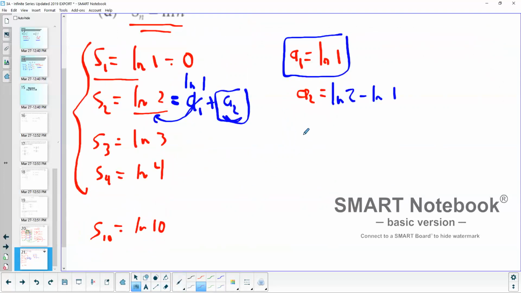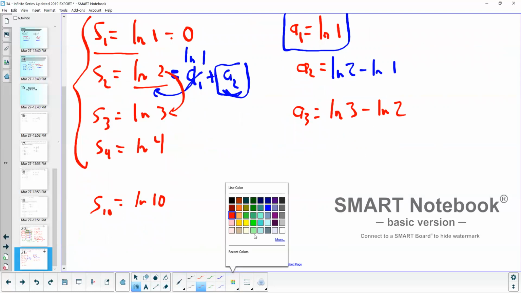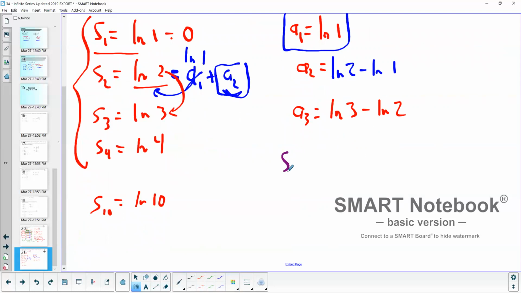Continuing that pattern, if I ask you what the third term in the series is, well, to get the third term in the series, you basically find the difference between the second partial sum and the third partial sum. So what am I adding to get this? Well, we can't really add something to the natural log of 2 to get the natural log of 3. So what I find is the third term is actually the natural log of 3 minus the natural log of 2.